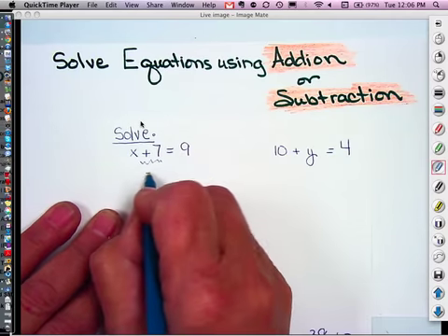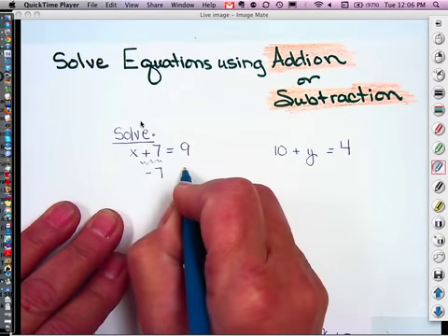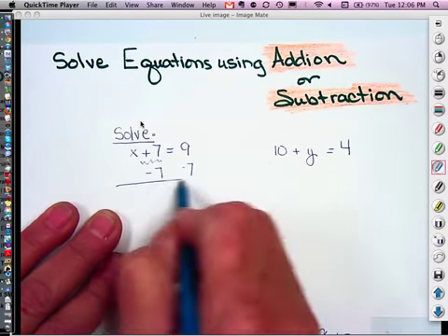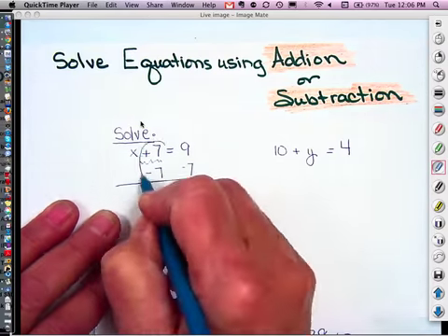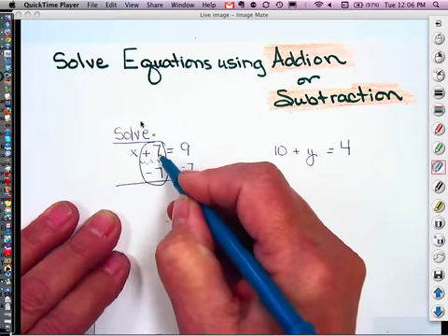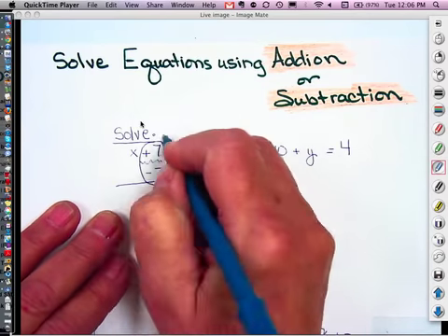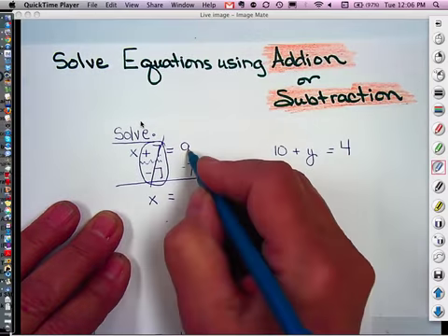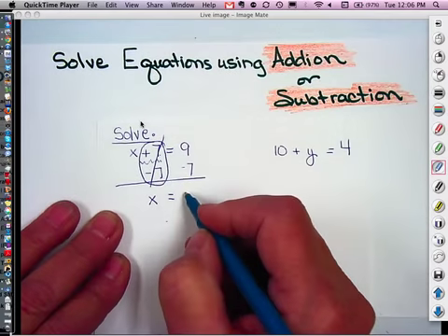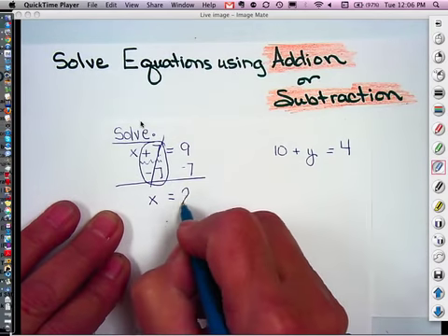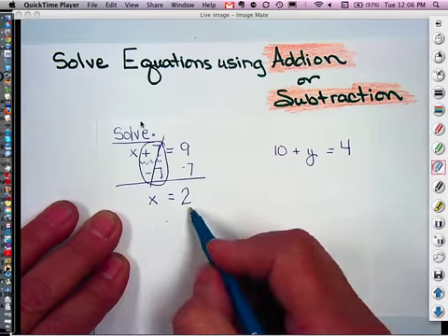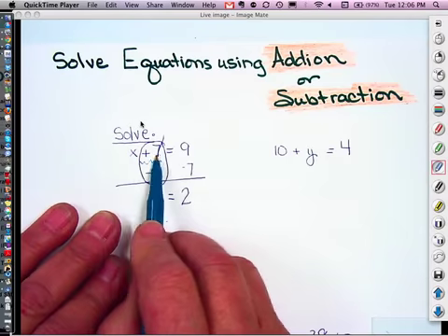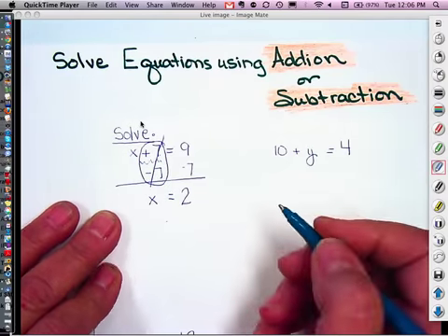So I'm going to subtract 7 on the left side and subtract 7 on the right side in order to keep everything balanced. When I subtract, I want to verify, do I really have a 0 there? And yes, a positive 7 and a negative 7 equals 0. So I simplify to x equals 9 minus 7, which is 2. We're going to check that quickly. If I substitute 2 in for x, 2 plus 7 equals 9, so I know that it checks.